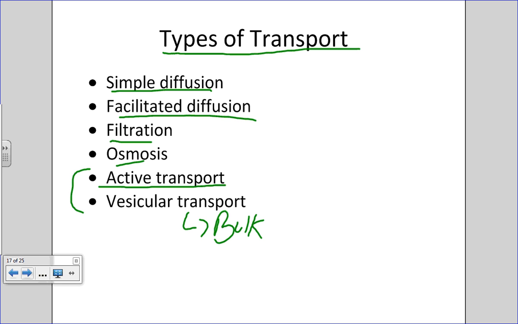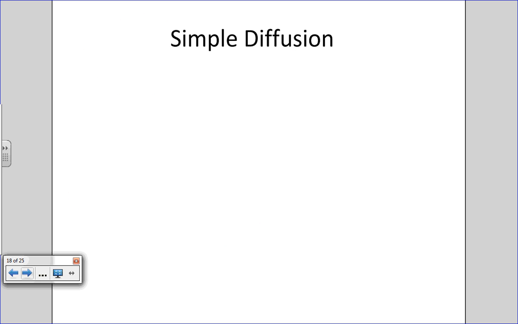So remember, these here are passive. When I say passive, these do not require energy for movement. So let's continue with our discussion. Simple diffusion is the simplest one, and coincidentally the simplest one to talk about as well, and I've already been talking about it this entire time.